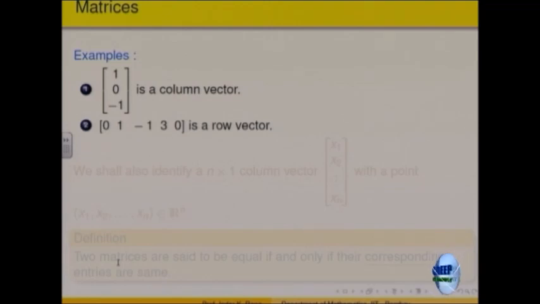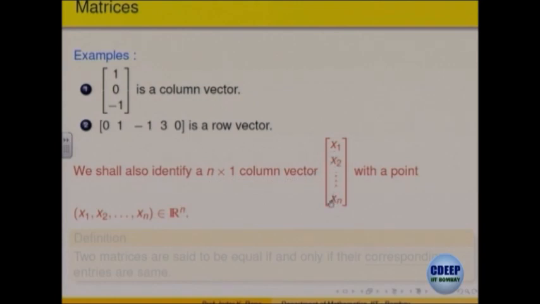Later we will also do one thing: an n cross 1 column vector, with n rows, we will sometimes identify as a point in R n. So, column vectors will also be identified as points in the corresponding R to the power n. If it has n rows and 1 column, it will be identified as a point in R n. So, this kind of identification we will also do when we want to simplify things.